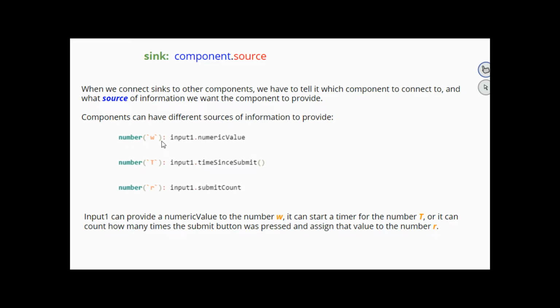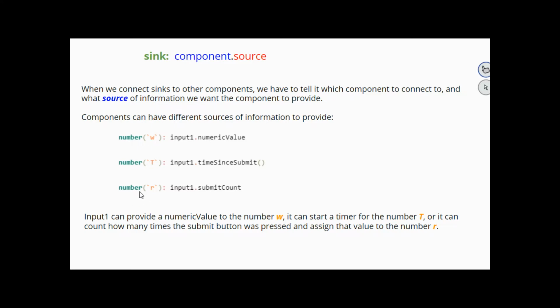So for this particular one that we just saw, the number W could come from input 1 as a numeric value. Or we could have a Numbersync T that comes from input 1, but as a timer. In other words, once the submit button is pressed, it initiates T as a timer starting from 0. We'll see an example of that.